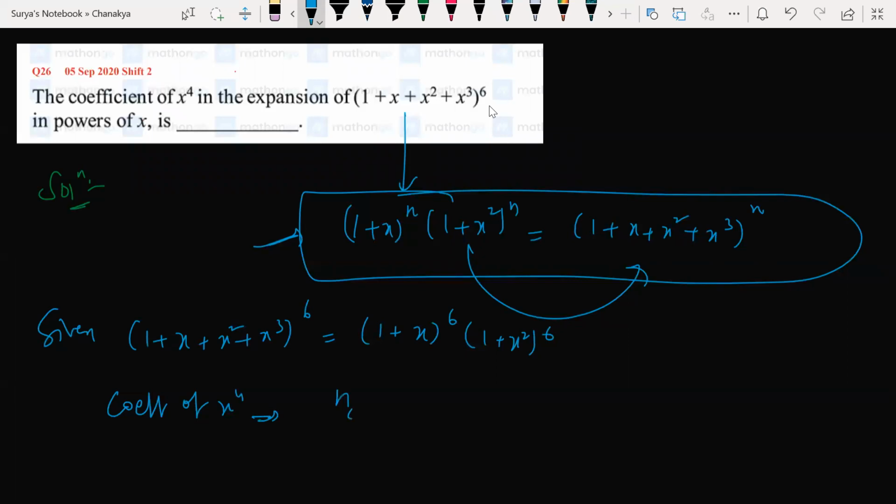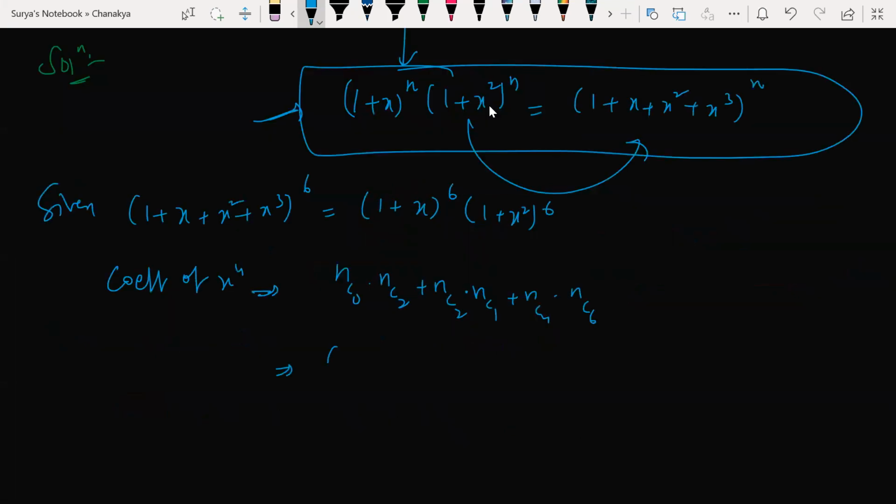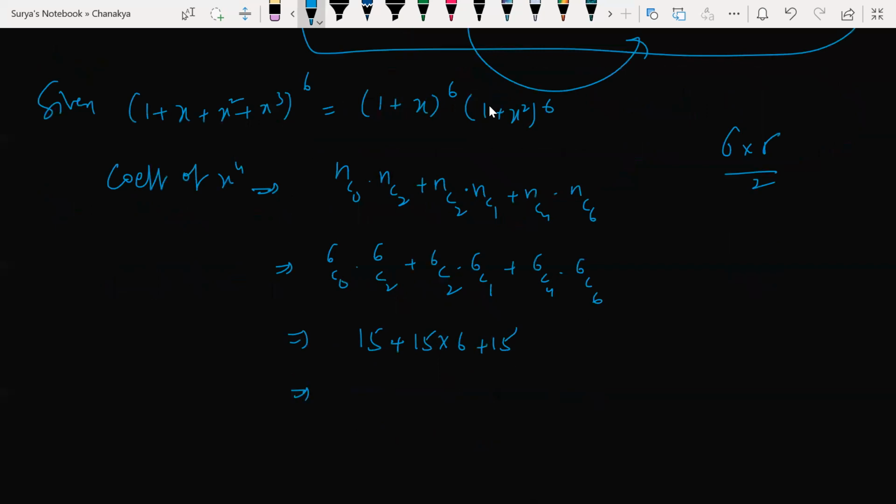Can I write nc0 nc2 plus nc2 nc1 plus nc4 nc6? We will be using the formula 6c0, 6c2, 6c2, 6c1, 6c4, 6c6. So what are you going to get here now? 6c2 is nothing but 6 into 5 by 2, so 15, plus 15 into 6, plus 15. So the answer is going to be 15 plus 90 plus 15, which is 120. So 120 would be the final answer.